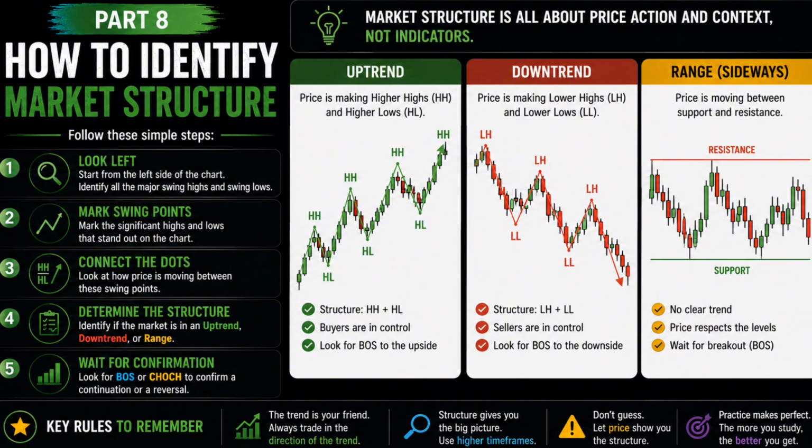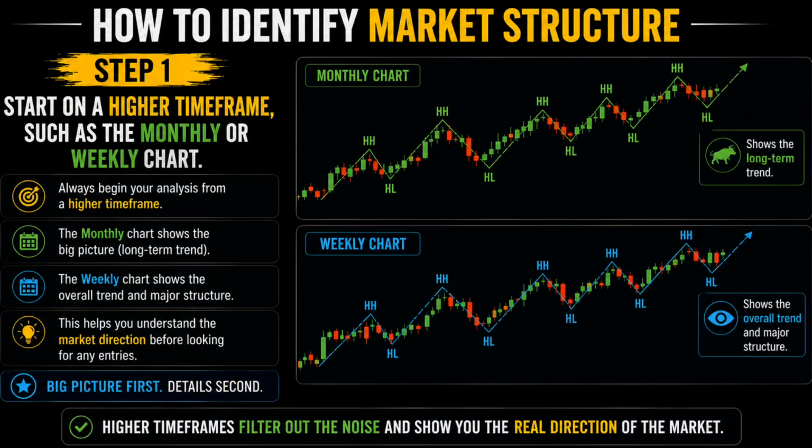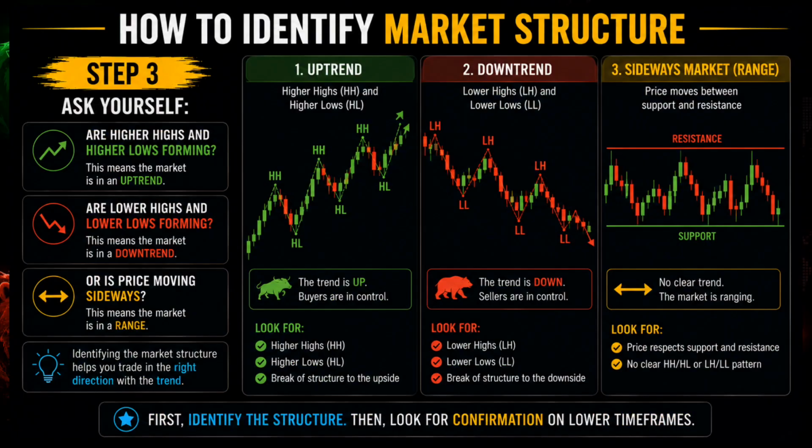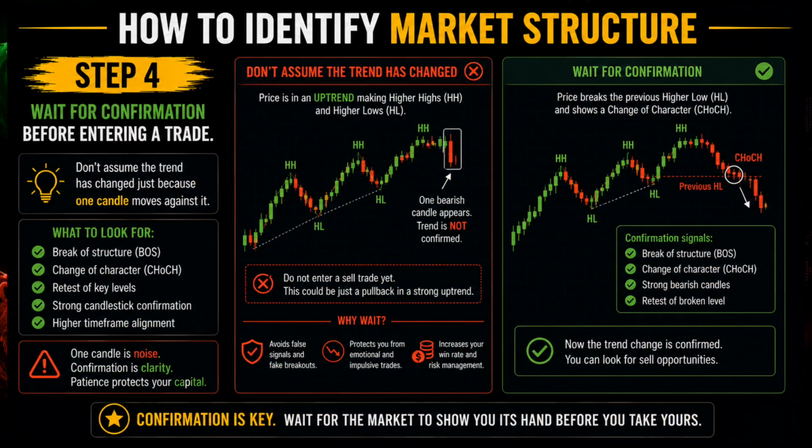How to identify market structure? Follow these simple steps. Step 1. Start on a higher time frame such as the monthly or weekly chart. Step 2. Mark the obvious swing highs and swing lows. Step 3. Ask yourself, are higher highs and higher lows forming? Are lower highs and lower lows forming, or is price moving sideways? Step 4. Wait for confirmation before entering a trade. Don't assume the trend has changed just because one candle moves against it.